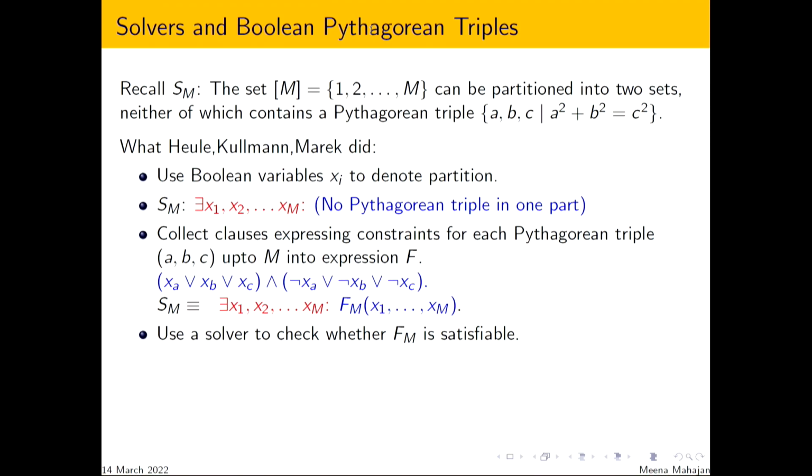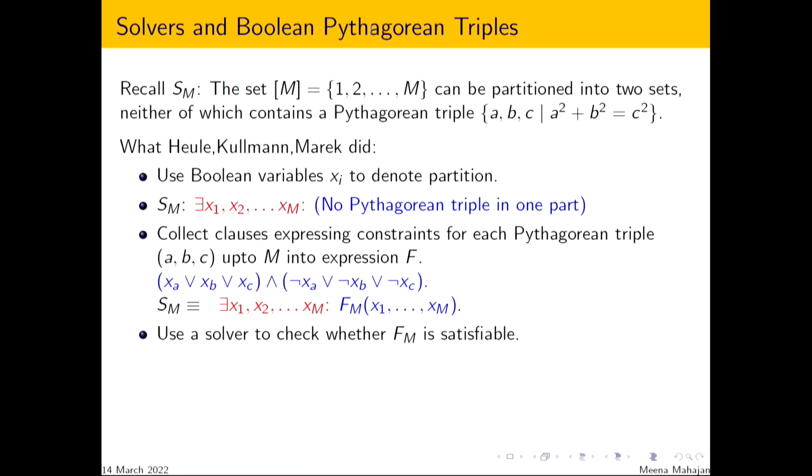No triple of one color is extremely easy to encode. For every triple ABC, you're just saying that at least one of them must be red, at least one of them must be green. So at least one of those three variables must be true, at least one variable must be false. So if I want to take this statement Sm and write it logically, I'm just saying that there are m Boolean variables, one for each number. And for every Pythagorean triple in that set, there are two clauses. Each clause has only three variables in it. I just write out this formula, which is not too large. And I ask you, can you satisfy this formula? If you can satisfy it, you have found the partition. If you can't satisfy it, there is no partition.